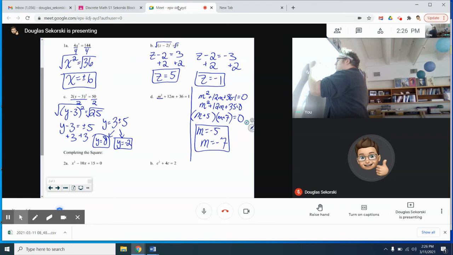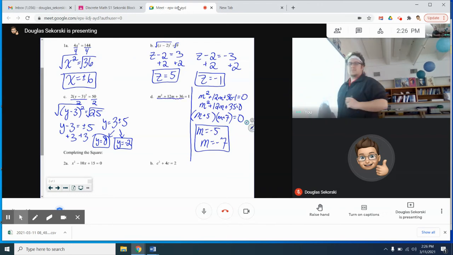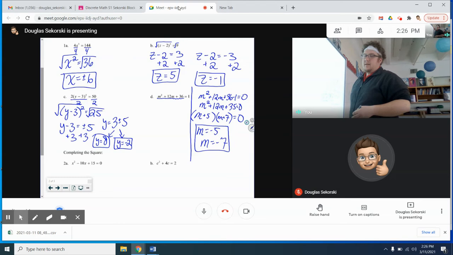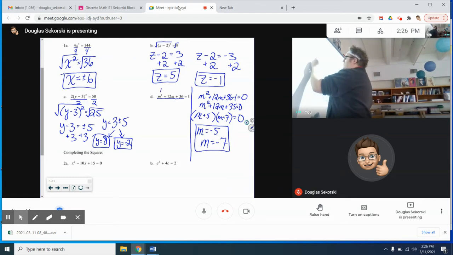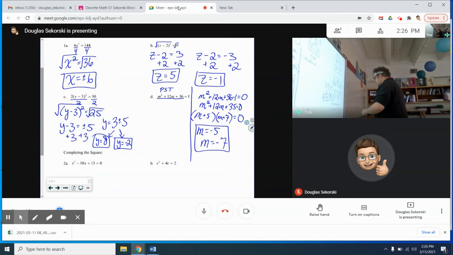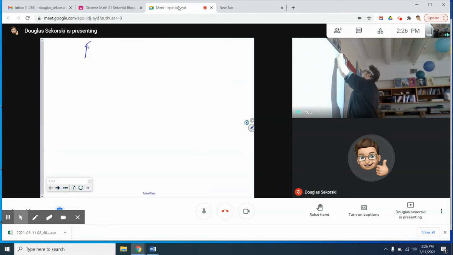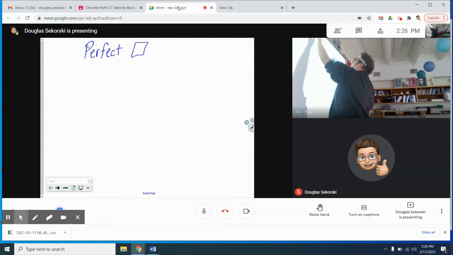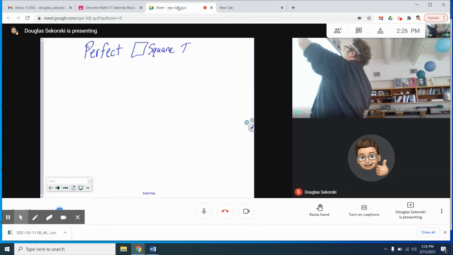So when you look at this, okay, that can be rewritten as what we call a perfect square trinomial. Now, you might be saying, what is a perfect square trinomial? Well, let's talk about that for a second. Okay, perfect square trinomial.